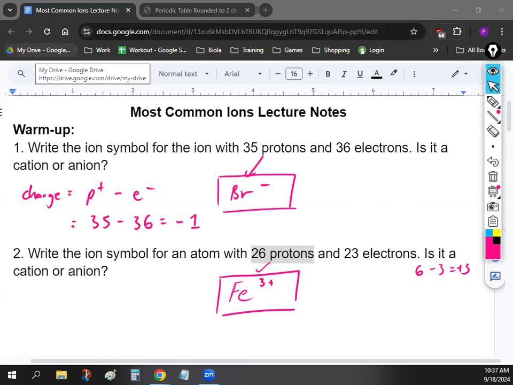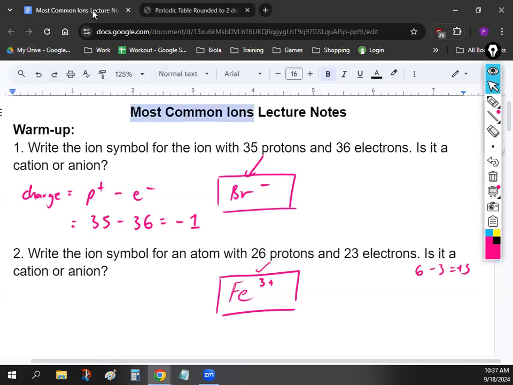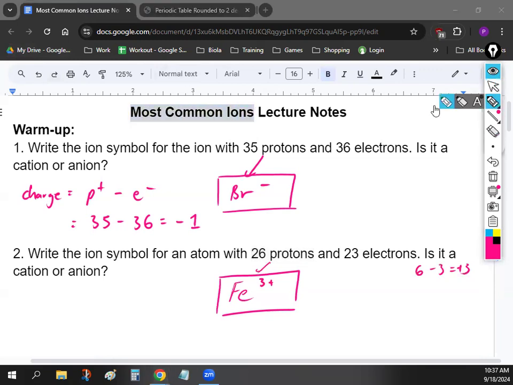All right, any questions on that? Hopefully not too bad. Today will be very similar. We'll be talking a lot about ions. We're going to start putting these ions together, but it should be pretty simple. So today's lecture is called Most Common Ions. If you want to write down MCI, this is how I abbreviate most common ions. So if you ever see the 3 letters MCI, just know I'm talking about this.